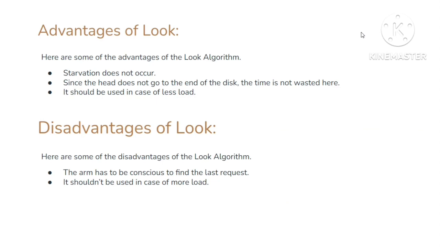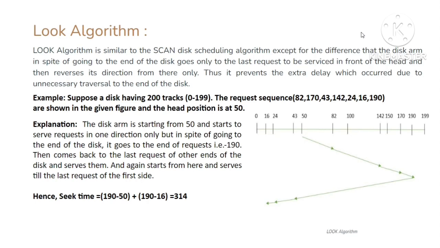Disadvantage: the arm has to find the request cluster. Of course, we have to find it. It will lead to less movement, but it has to find out what the last request is. In this case, the last request is 190, but it has to be calculated or known that the last request is 190, and it has to stop and reverse direction. So it is the overhead of LOOK.